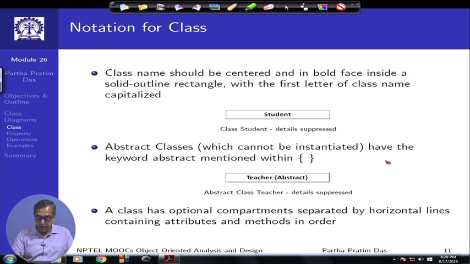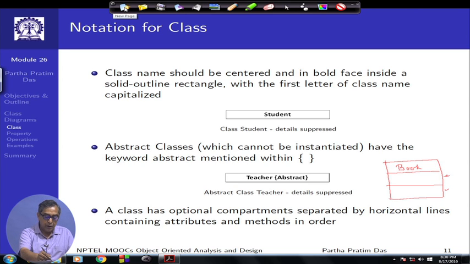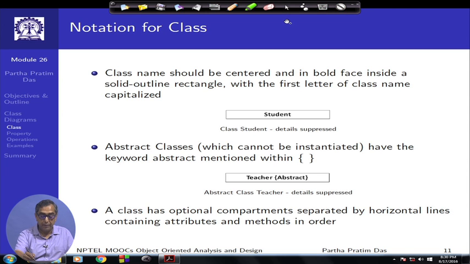Finally, a class may have optional compartments. That is, I have a class, and the name of the class is, say, Book. I may have further compartments, one compartment for the properties and another compartment for the operations, but these are optional. I may have both of them, I may have only one of them, I may not have any further compartment at all.